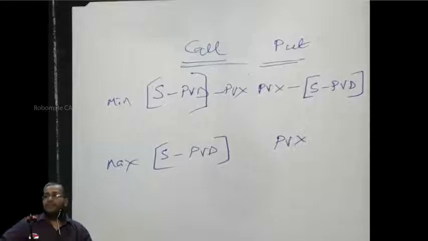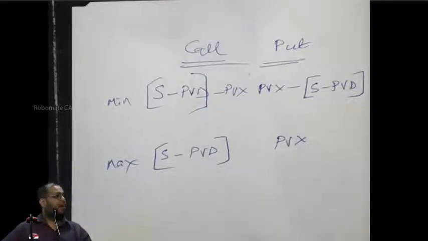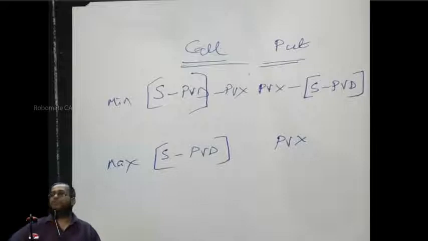Now, point number 7. Wherever spot price comes, we replace it with spot price minus present value of dividend.